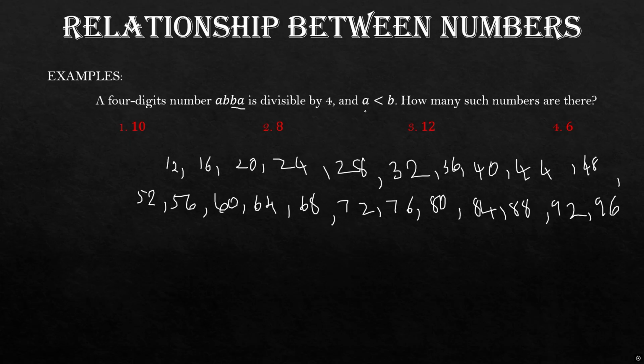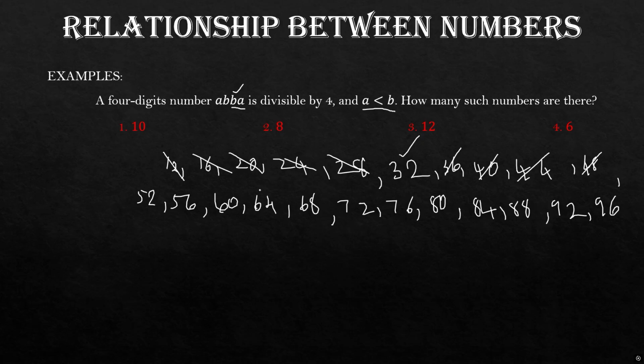Here we need to see which of these satisfy the rule a less than b. That is, the first digit is less than the second digit. This is not satisfied. This also not satisfied. For 20, the first digit becomes 0, then it becomes a 3-digit number. We just need a 4-digit number, so we do not involve the 0 digit. So we leave this. This also not satisfied. 32 is satisfied, because the first digit is greater than the second digit. So this is satisfied. This not satisfied. This also not satisfied.